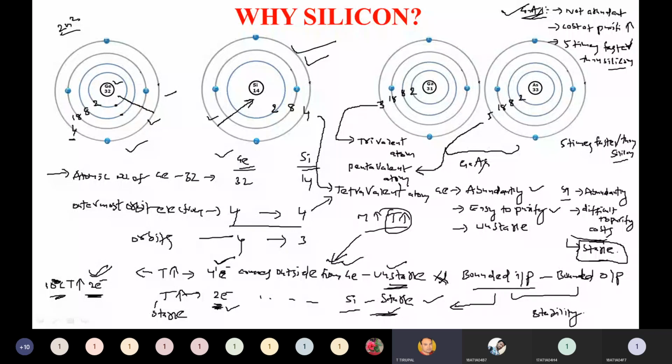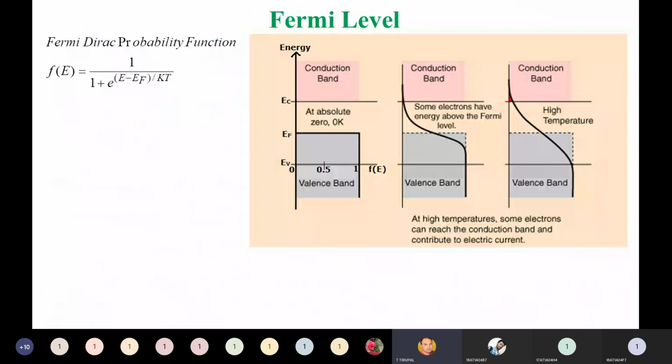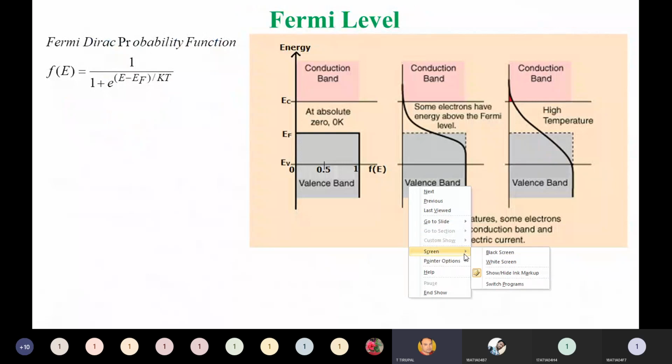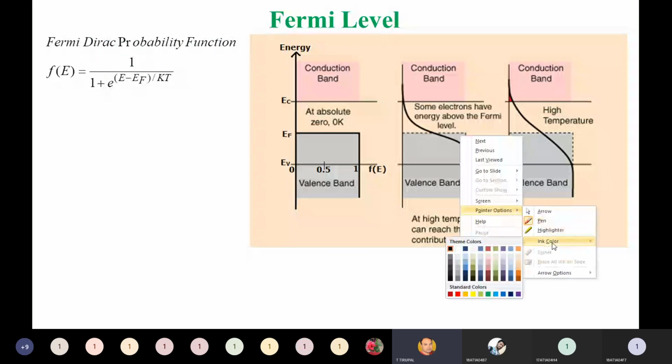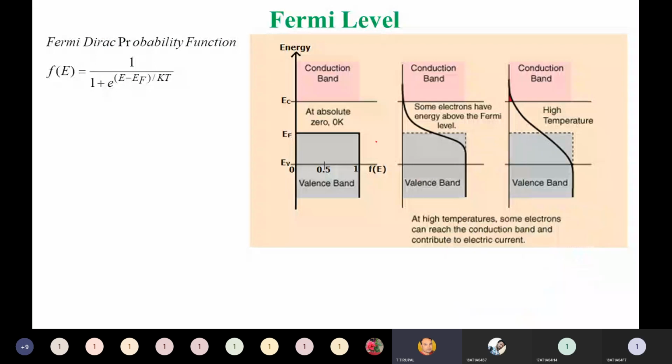Next, let us go for the new topic which is called Fermi level. What is Fermi level actually? How do you define Fermi level? Fermi level is defined as an energy level where 50% of electrons are filled. So it is an energy state or energy level where 50% of electrons are filled while they are going from valence band to conduction band.